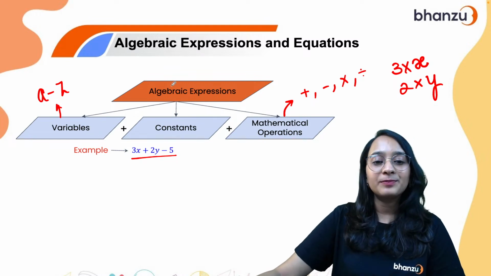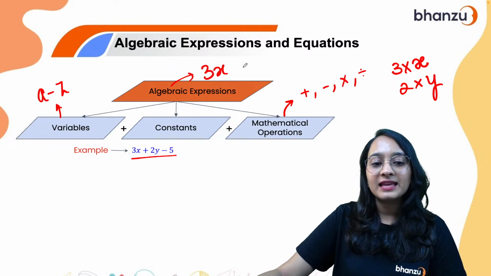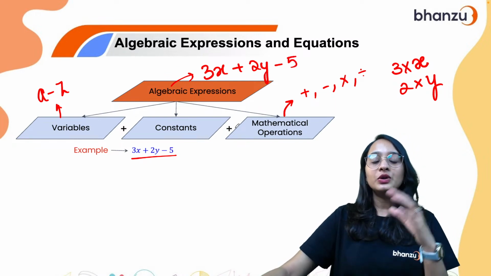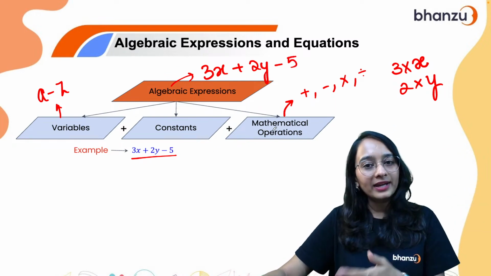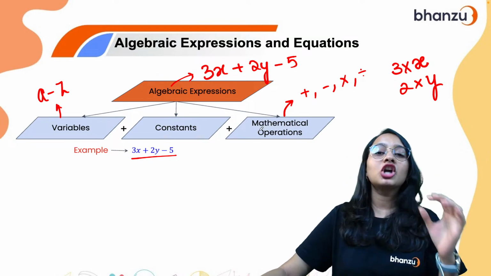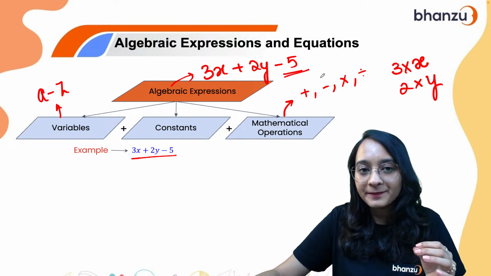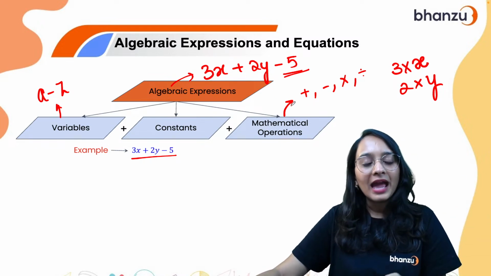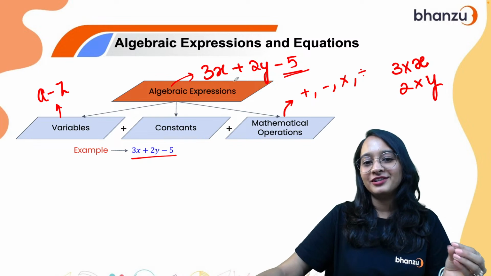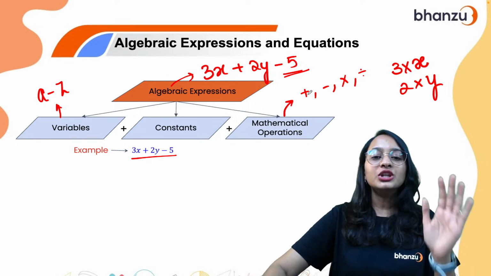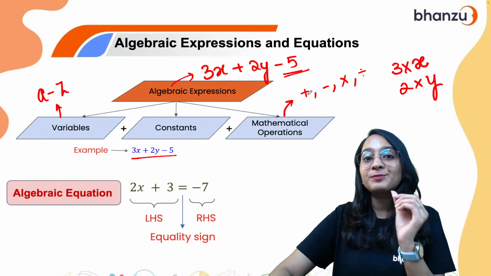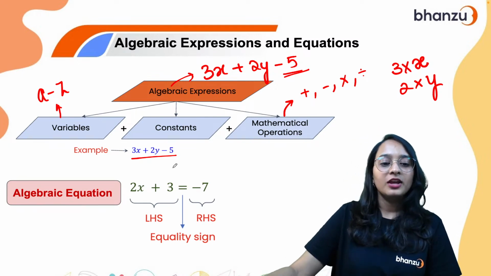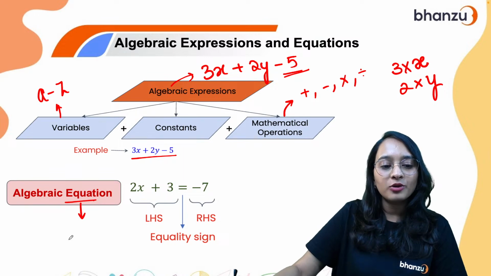Alright. So the expression here is 3x plus 2y minus 5. So the variables are x and y. We have two variables here. The constant is minus 5. The coefficients are 3 and 2. And the operators that we used here are plus and minus. So this is an algebraic expression. Now what is an algebraic equation? So in the word equation you have equal.